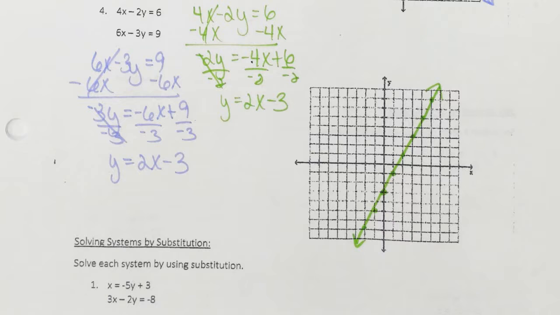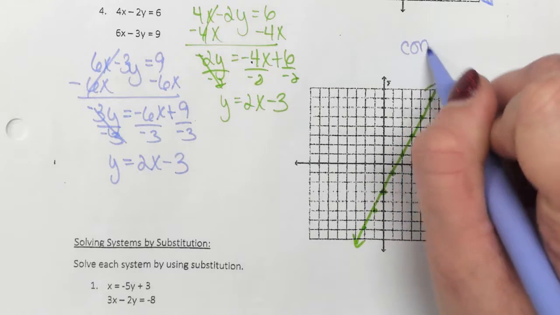So when you finish, they come out to be the same line, okay? You should get, they both came out to be 2x minus 3. And what do we call them if they come out to be the same line? Consistent and dependent. Very good.